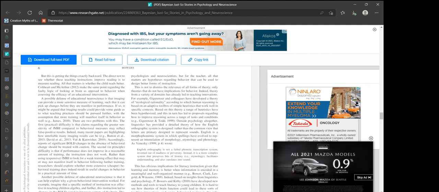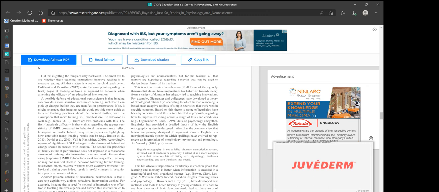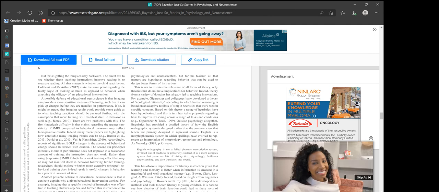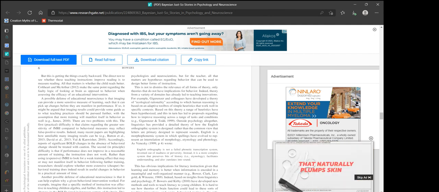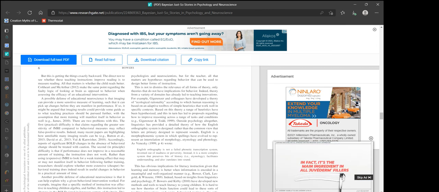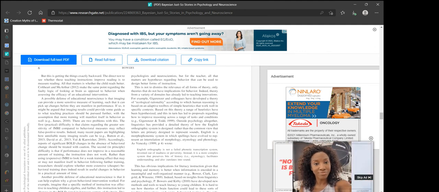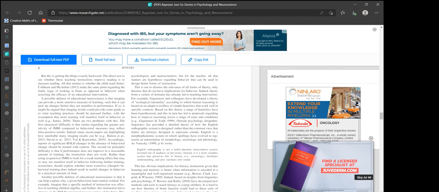A possible defense of educational neuroscience is that imaging can provide a more sensitive measure of learning, such that it can pick up changes before they are manifest in performance. If so, it might be argued that imaging results could provide some guide as to what teaching practices should be pursued further, with the assumption that more training will manifest itself in behavior as well. There are two problems with this. The first, practical, difficulty is that claims regarding the greater sensitivity of fMRI compared to behavioral measures may reflect false positive results.